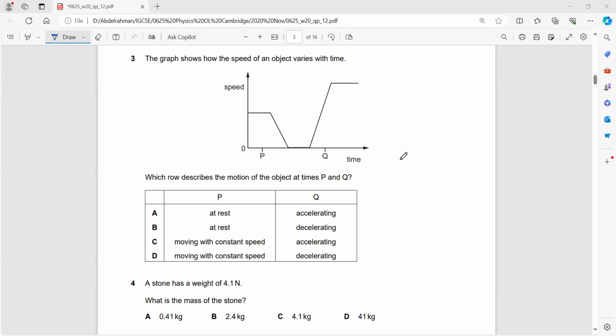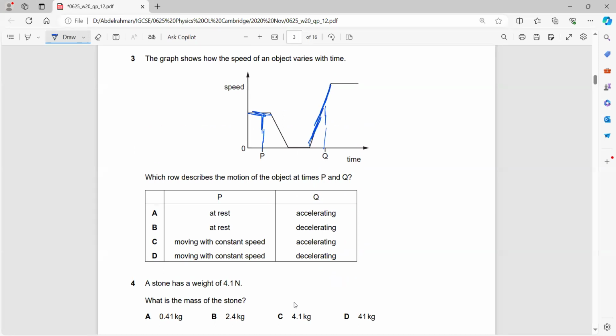The graph shows how the speed of an object varies with time. Which row describes the motion between P and Q? I'm sorry, at time P and at time Q. At time P, what was happening to speed? And at time Q, what was happening to the speed?